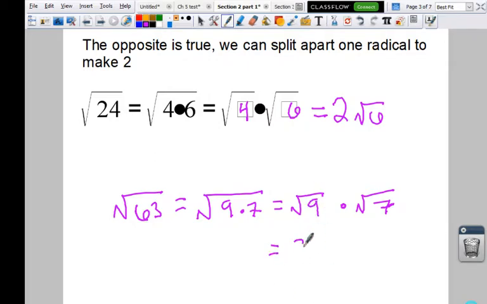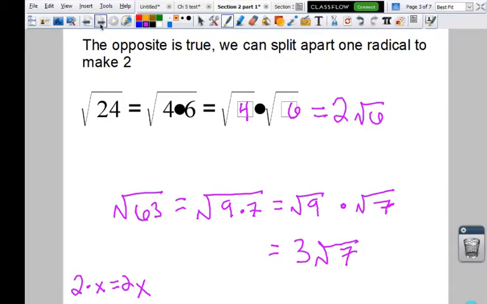3. And the square root of 9 times the square root of 7, we just write as 3 square root 7 like this. It's kind of like if I had 2 times x, that equals 2x, right? It works the same way with square roots. 2 times the square root of 6 is 2 square root 6. 3 times the square root of 7 is 3 square root 7. You just shove them together.